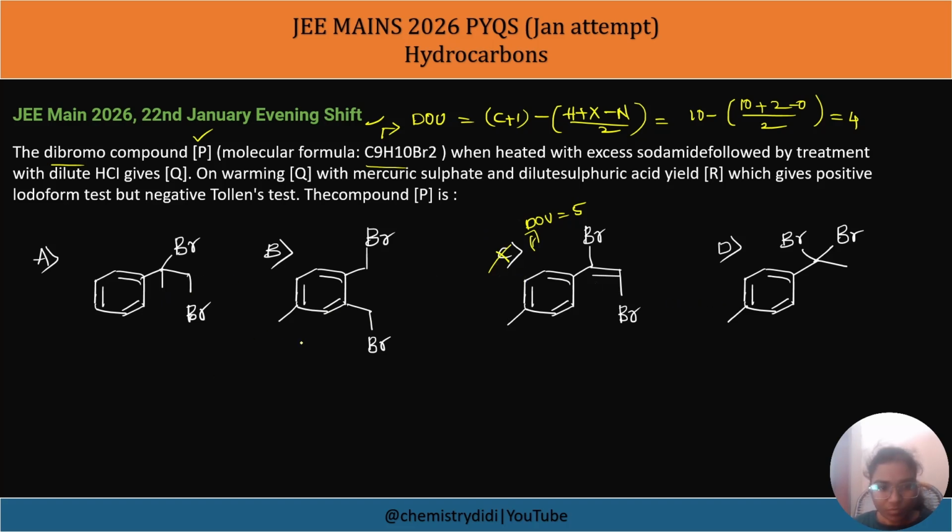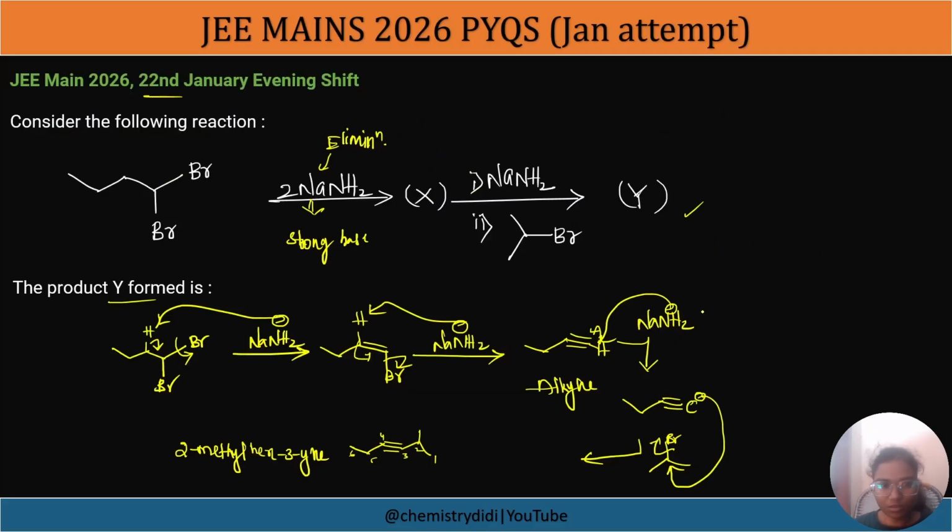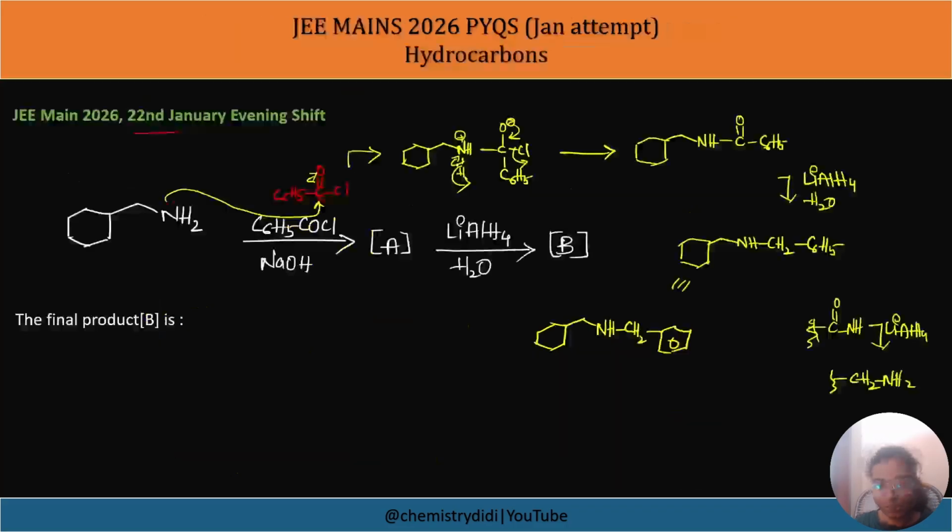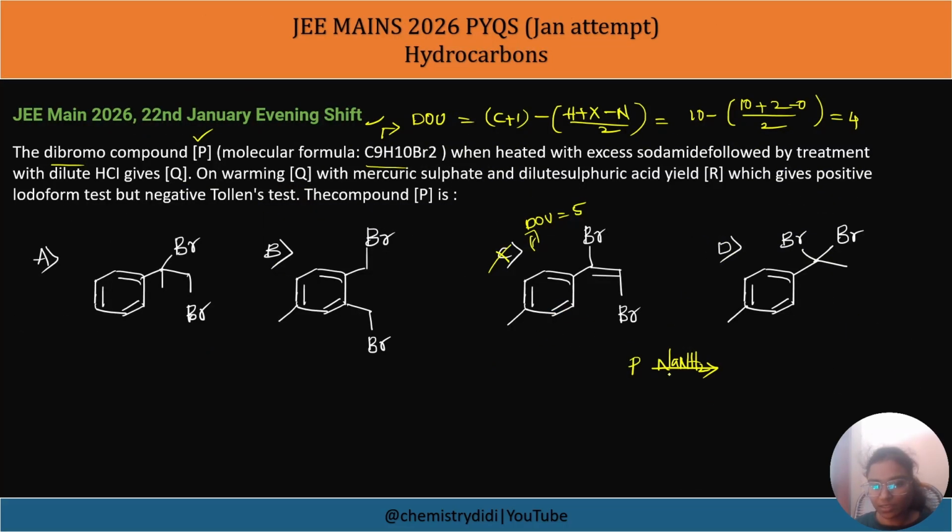Okay, so let me write it over here. We have this P compound which is dibromo, and when we heat it with excess of sodamide, meaning NaNH2, we have already solved this type of questions using NaNH2. Here also it acts as a strong base and they have given excess. By treatment with dilute HCl we get Q.